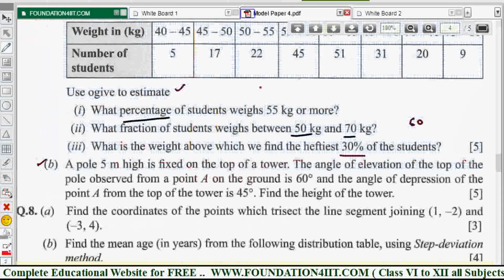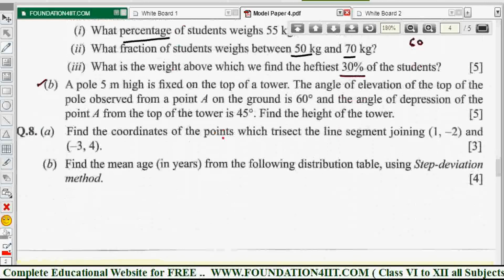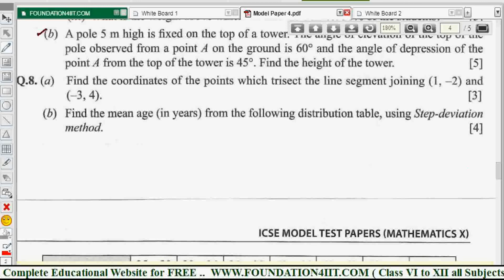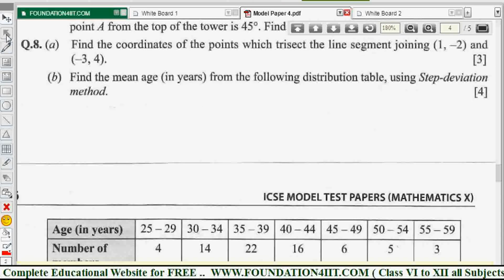Question number 7. So only two questions. First one is for 6 marks. Okay, this is for 5 and 5. Both the same number of marks. Now let us see question number 8 and we solve these problems. So let us see question number 8 now.